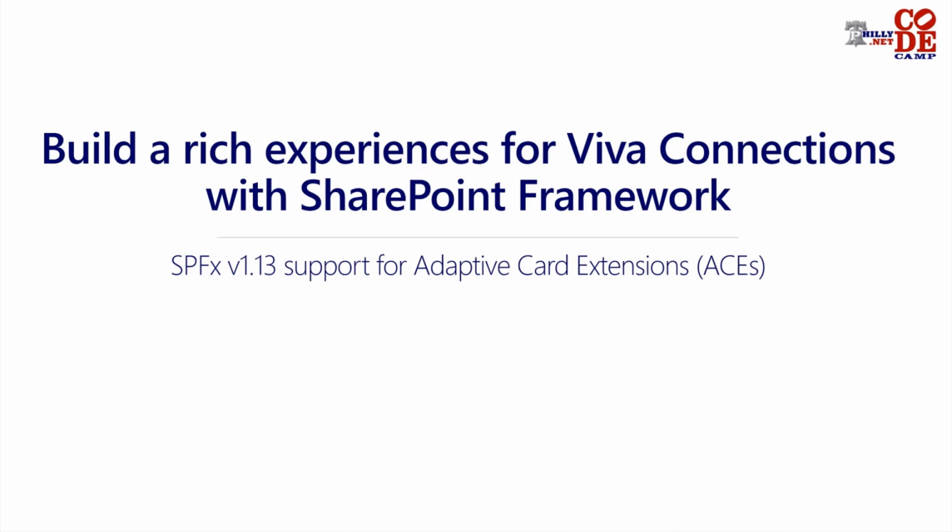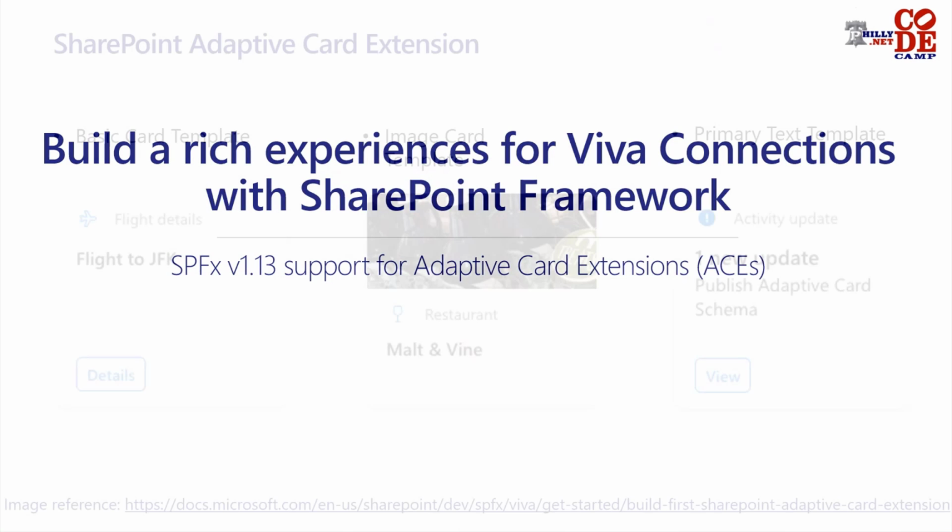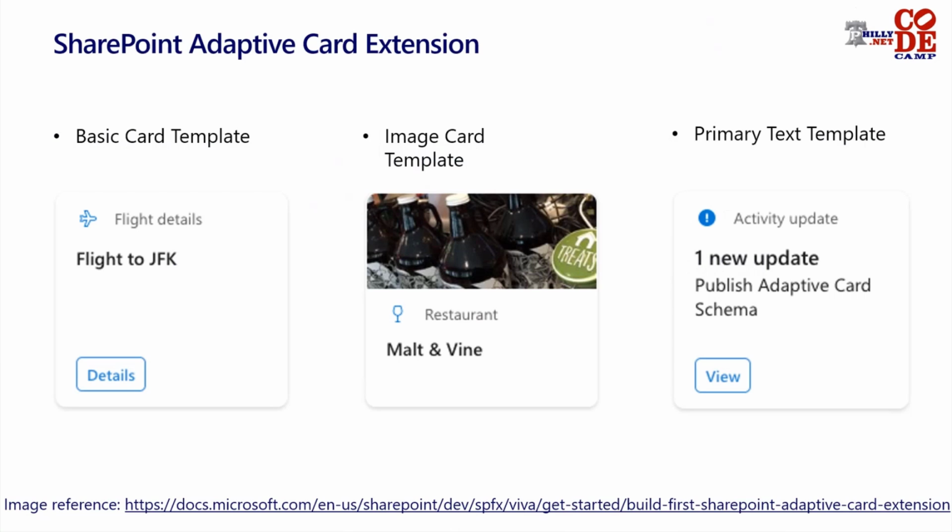So now developers can extend Microsoft Viva Connections for building engaging experiences with the widely adopted SharePoint Framework. SharePoint Framework version 1.13 introduced support for building solutions to customize and extend Microsoft Viva Connections. This experience is called an Adaptive Card Extension, or we simply call them ACEs. These are the new SharePoint Framework component type, which enables developers to build rich and native extensions to Viva Connections, dashboard, and SharePoint pages.